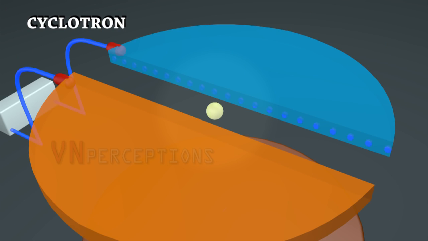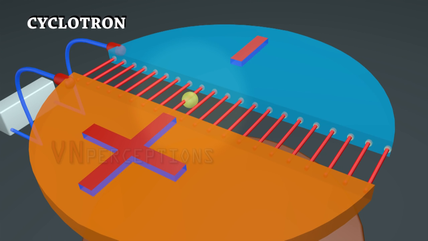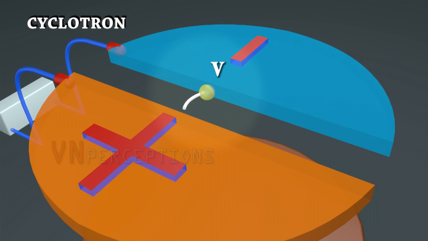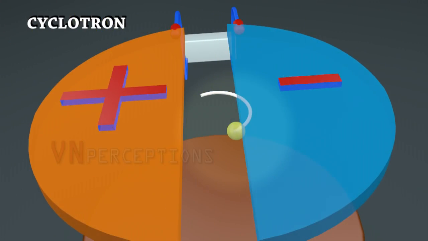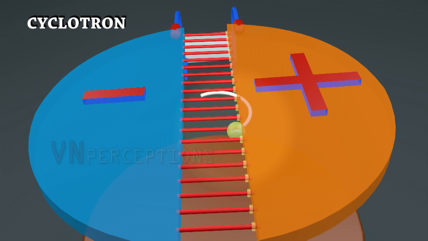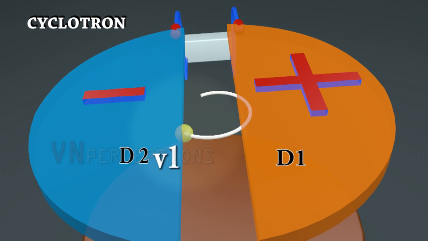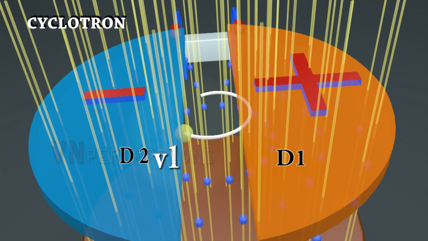When the particle was born, its velocity was 0. When it enters the D, its velocity is v and it is constant because the magnetic field cannot change the velocity. The oscillator will change the polarity. When it comes out of D, it again comes under the influence of the electric field. The electric field accelerates the charged particle to V1. When it enters D2, the velocity would remain constant.